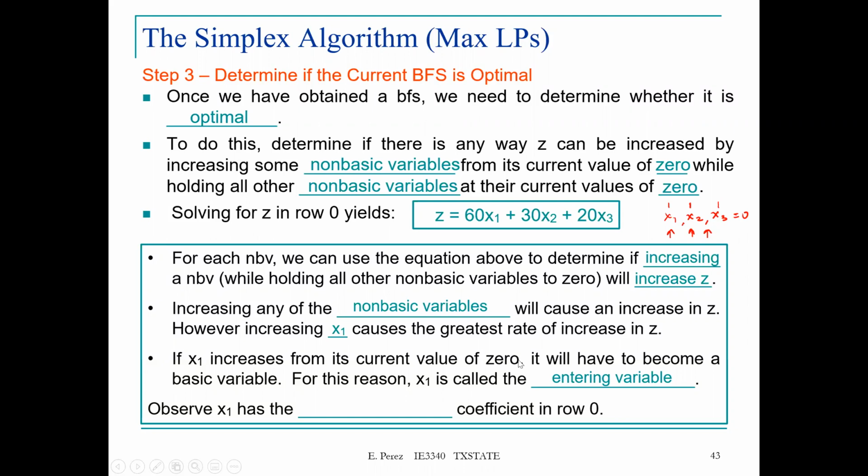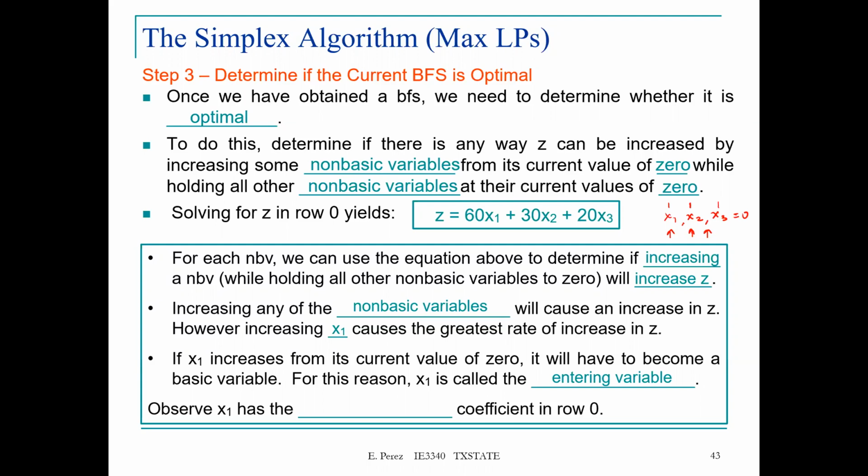So we found out that x1 is the entering variable because, as we look at the set of non-basic variables, which are x1, x2, and x3, and consider increasing any of these three decision variables, since x1 is multiplied by 60, x1 causes the greatest rate of increase.